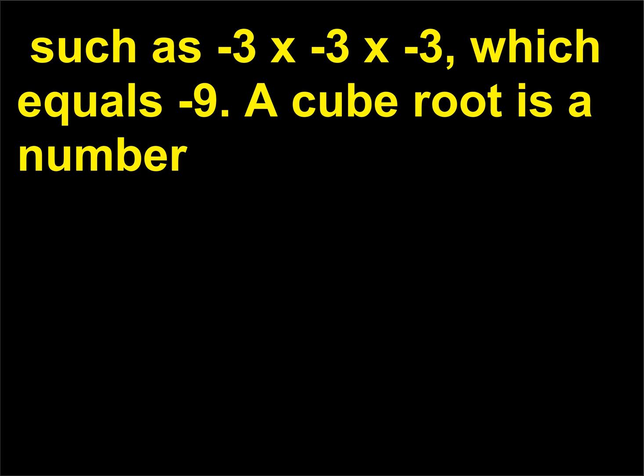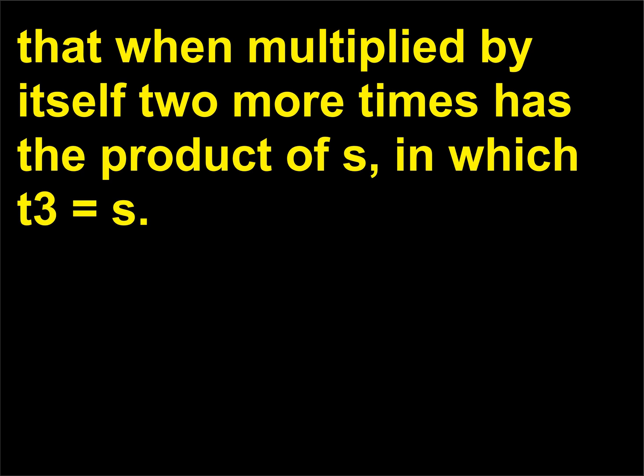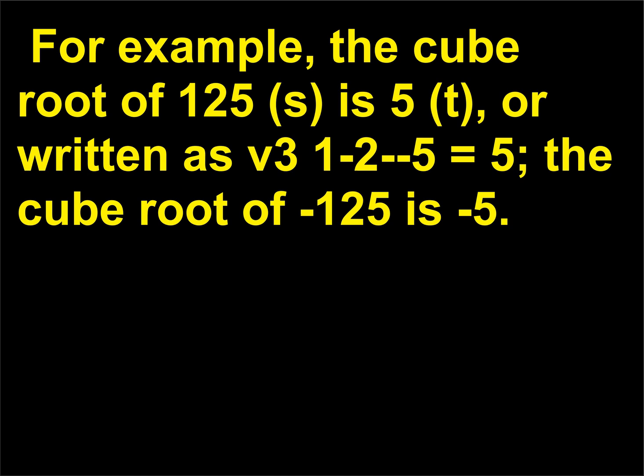A cube root is a number that, when multiplied by itself two more times, has the product of s, in which t^3 equals s. For example, the cube root of 125, s, is 5, t, or written as the cube root of 125 equals 5. The cube root of -125 is -5.